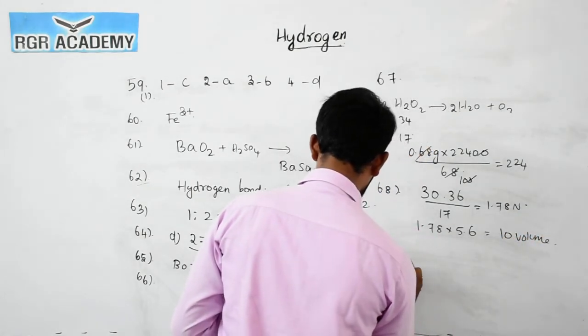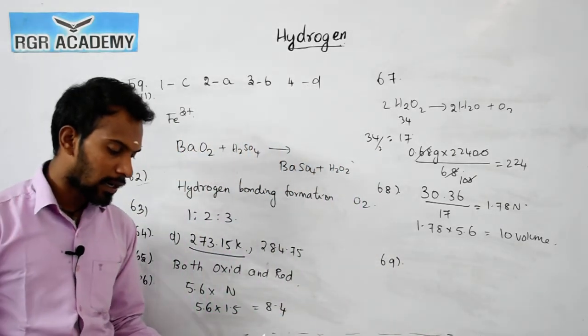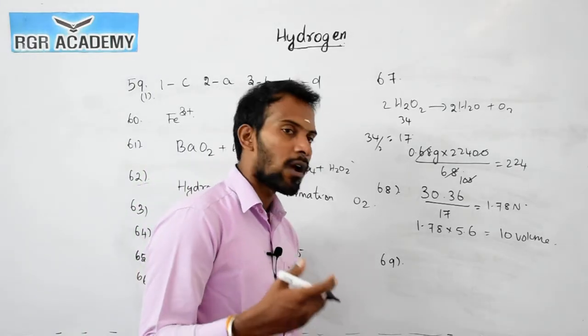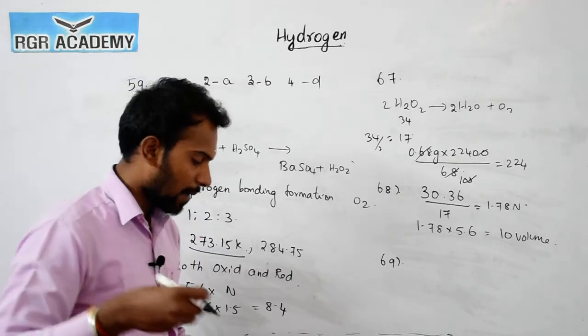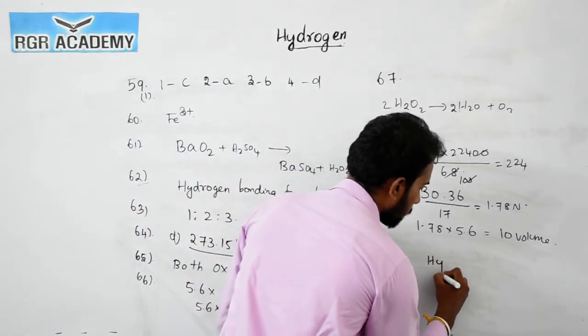Now the question number 69. The metals 7, 8, 9 do not form metallic hydrides. The metals which do not form metallic hydrides are said to have a hydride gap. So this is termed hydride gap.